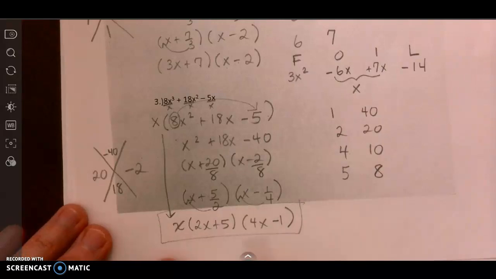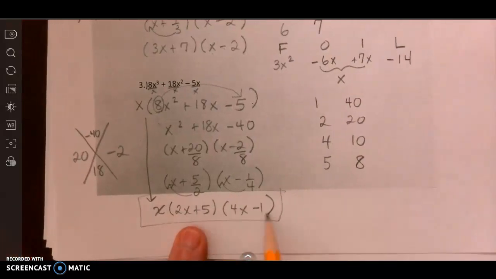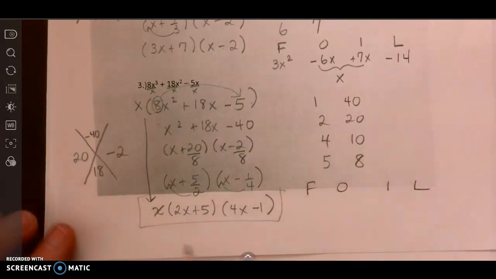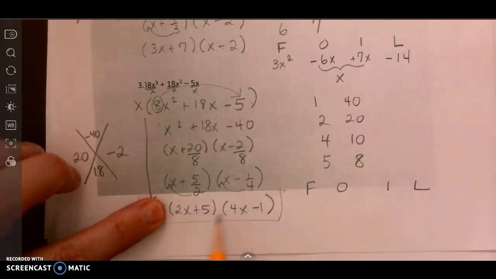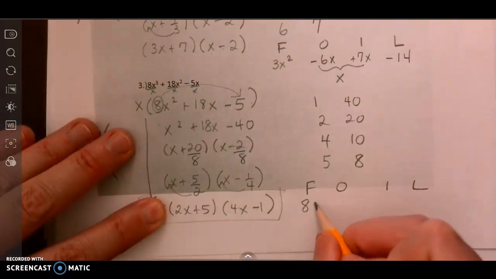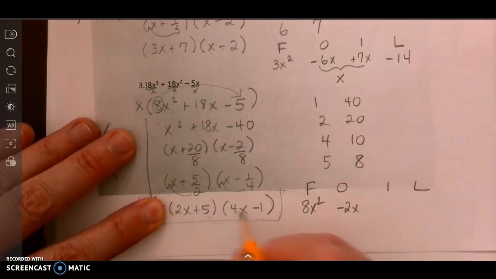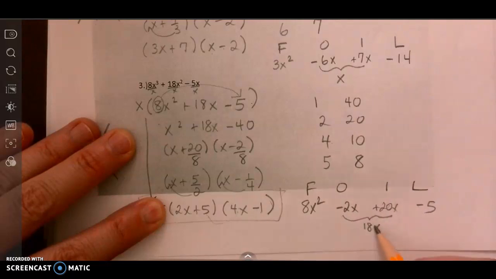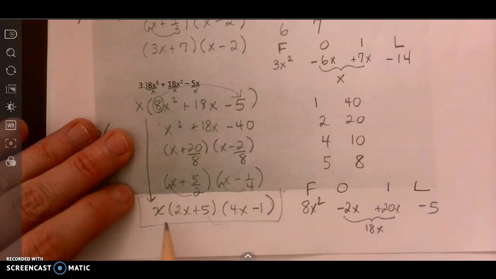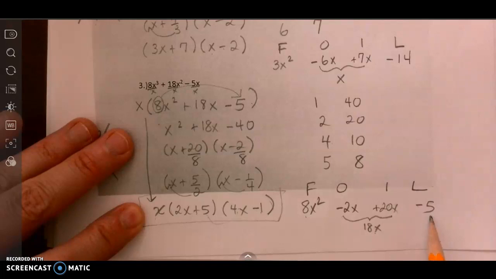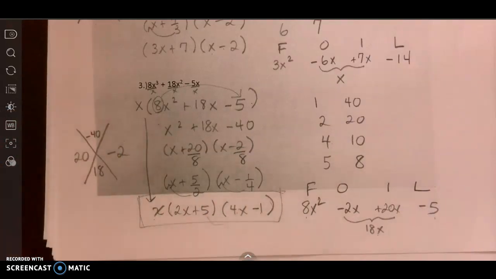And of course you can FOIL and check and make sure that this part at least you did correctly. Right now I'm not going to worry about the x, I'm just going to do these two binomials. The first terms would be 8x squared, outers would be minus 2x, inners would be plus 20x, and the last minus 5. And this is giving me my 18x. And then when I multiply it all by x, 8x cubed, 18x squared, minus 5x. So I can feel confident in my answer.